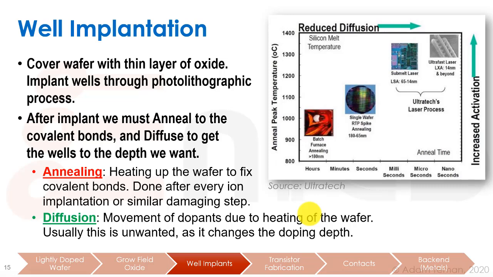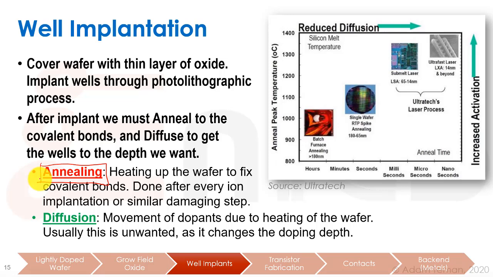So what we have to do is something that we call annealing. Okay, so annealing is basically heating up the wafer to fix the covalent bonds, and we have to do this after every ion implantation or any similar damaging step. And what it does is it gives the atoms inside the crystal a lot of energy, and once they have energy, they can move, and they move to their lowest energy point as we cool it, and their lowest energy point is their nice crystal structure.